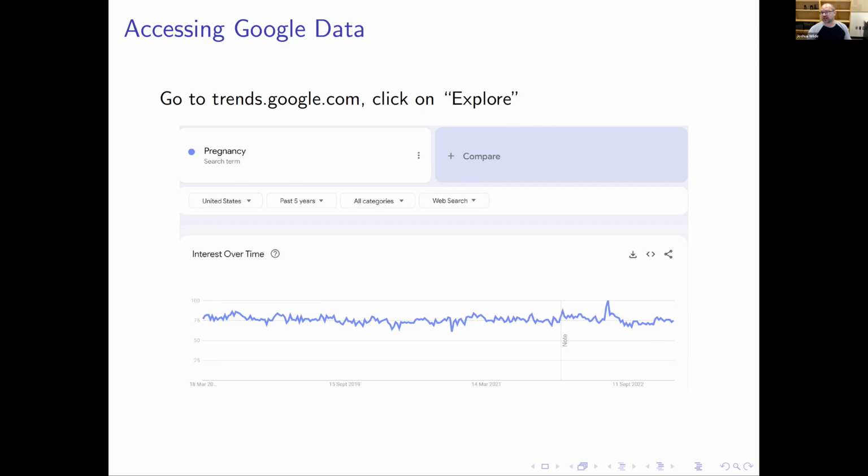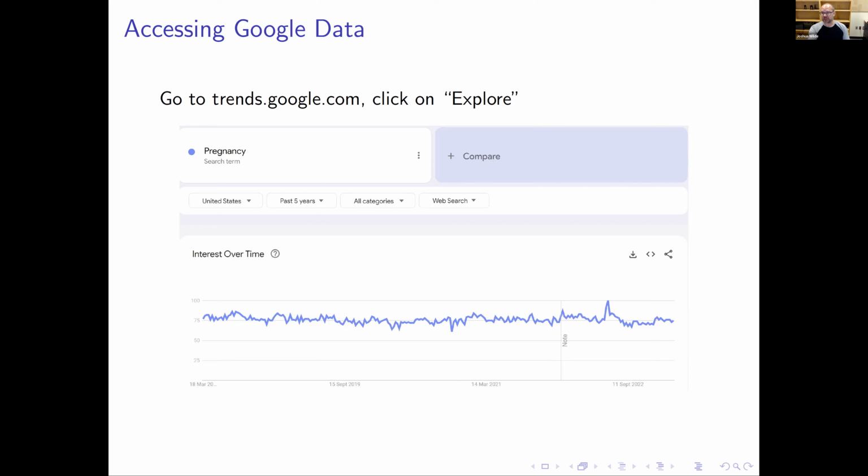The blue line is the graph of how this search happened over time. For example, the pandemic, if you can see my cursor, was this little blip right here. You see that there was a small reduction in searches for pregnancy as a search term around the time of the pandemic, but it wasn't actually that pronounced.